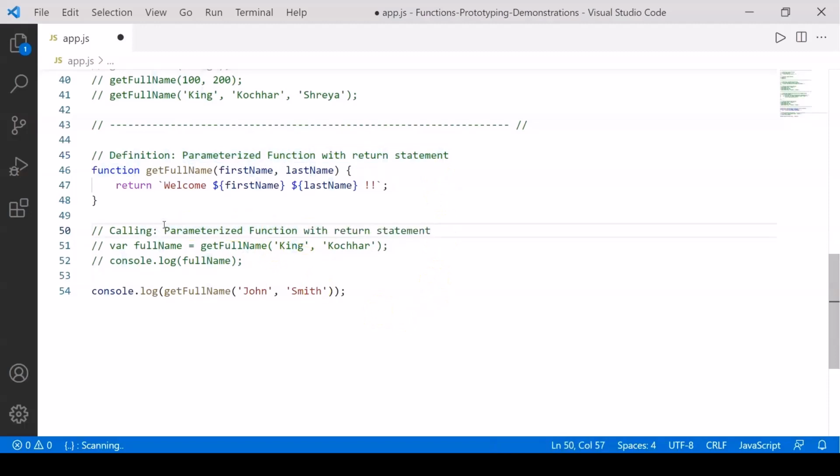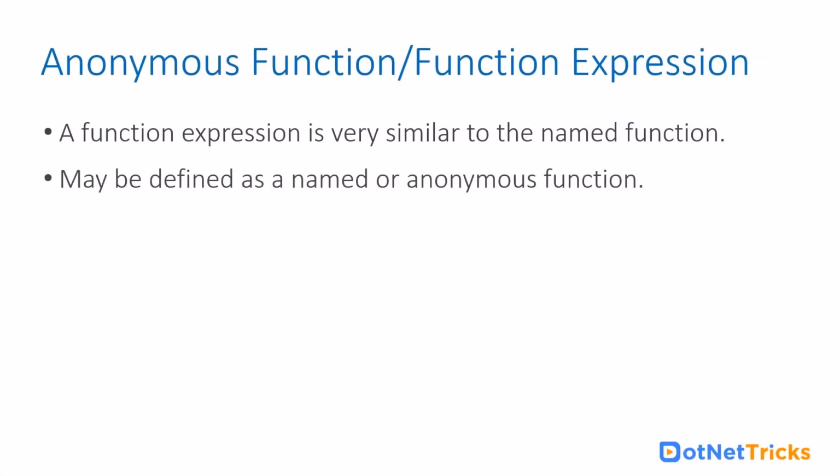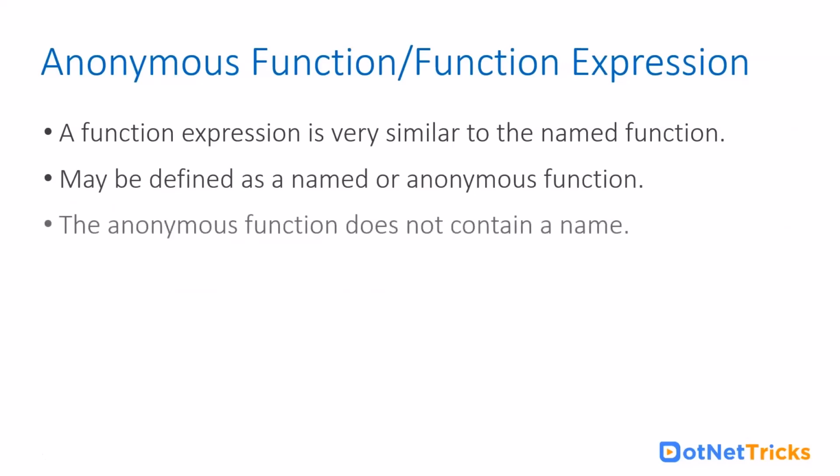So this is all about the category of named functions. The another category that we have is anonymous function or function expression. Anonymous function is very similar to the named function, but except it may be defined as a named or anonymous function and assigned to a particular variable. Because function expression consists the name, but anonymous function does not contain even the name of the function.